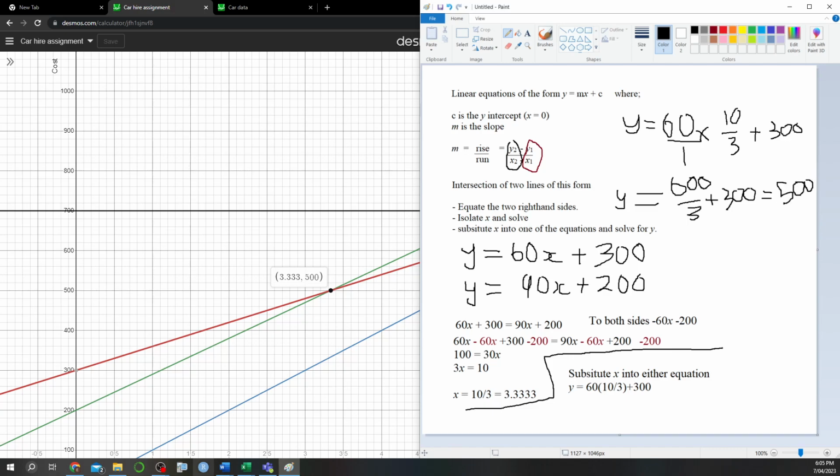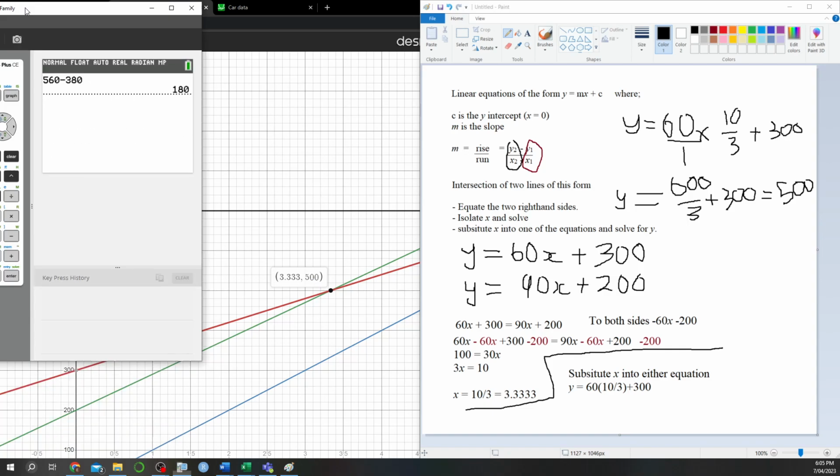Okay, let's prove it on my calculator. We'll do it both ways. Let me get my TI again. I've closed that again, so give it a moment to warm up. Go on, Mr. Smart View. Talk amongst yourselves. Okay, here we go.